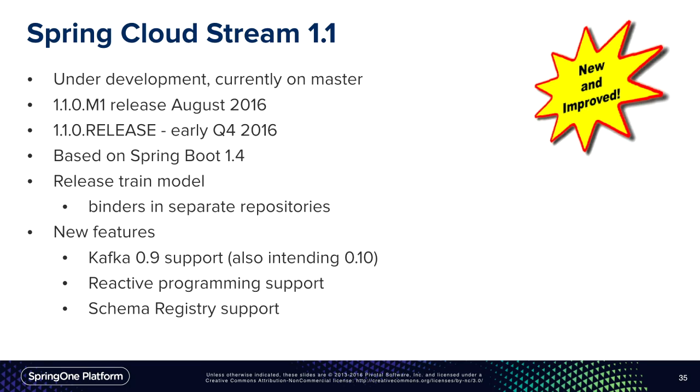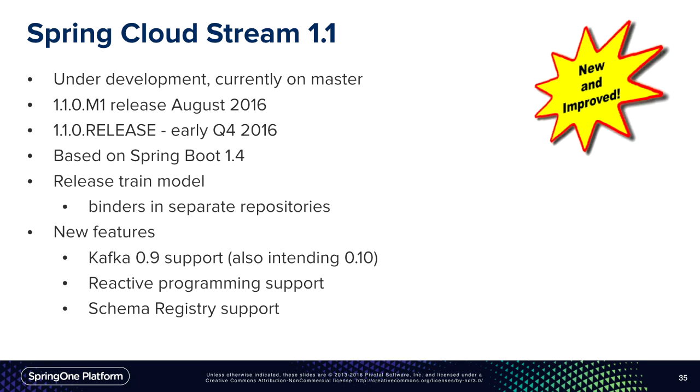We are looking at the Milestone 1 release in August, so some of the features that I'm going to show you are already in the master. It's based on Spring Boot 1.4. It's going to follow a release train model. So the binders used to be deployed as part of the main project. Right now, we're going to have separate projects for each type of binder, which allows them to evolve faster, in a more agile manner.